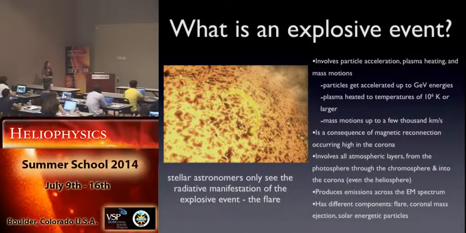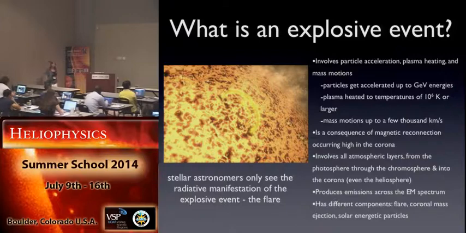It involves all layers of the atmosphere, from the photosphere through the chromosphere and into the corona, even into the heliosphere, as some of you are much more expert at that component than I am. It produces emissions across the electromagnetic spectrum and has different components. There's a flare, the coronal mass ejection, the solar energetic particles.